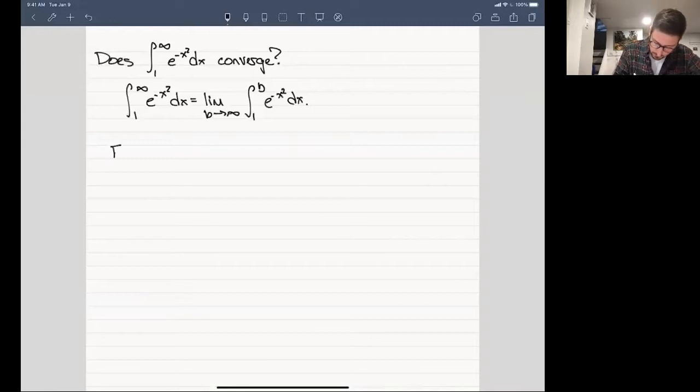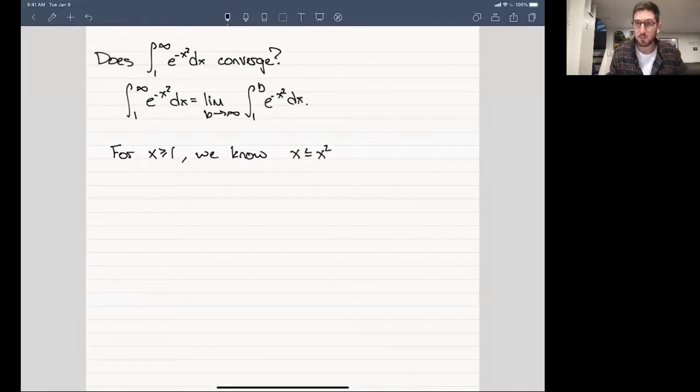Well, we can do some comparisons with functions that we can work with. So for example, for x greater than or equal to 1, we know that if you square a number, that is bigger than the number itself. And this only works if you're bigger than 1. 2 squared is 4, 3 squared is 9. If you're smaller than 1, this doesn't work, right? 1/2 squared is a quarter, which is smaller. So it's only going to work when x is bigger than 1.